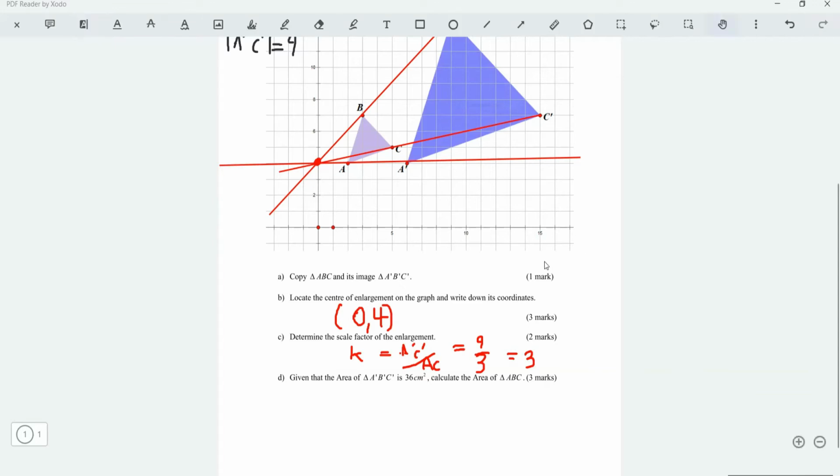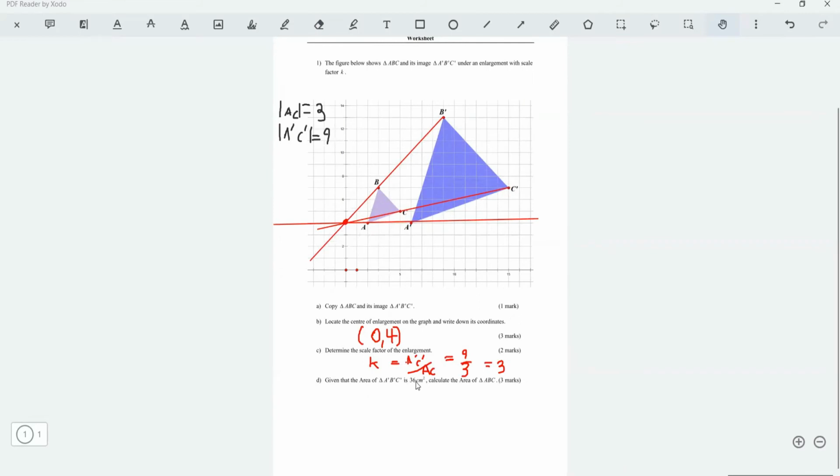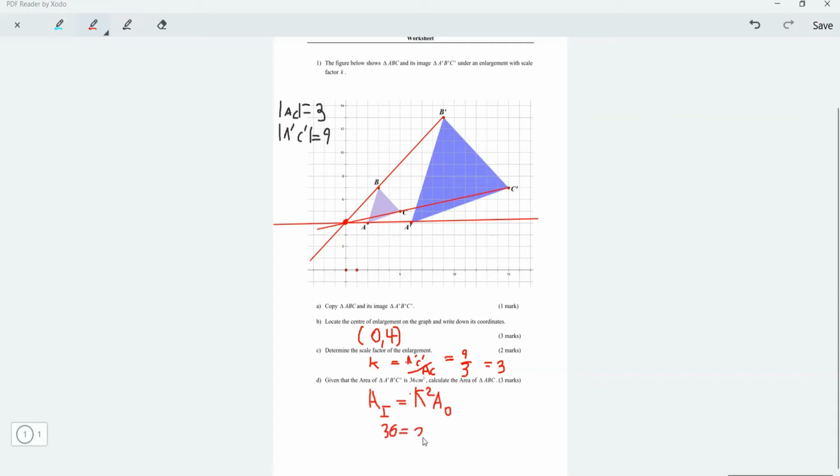Enlargement is 3. Now the next part of this question says, given that the area of triangle A prime B prime C prime is 36, what's the area of triangle ABC? To find the area of triangle ABC, what you're going to use is the area of the image. Remember this formula we just said a while ago? Area of the image is K squared times area of the object. The area of the image is 36, and K squared is the scale factor squared, times the area of the object.